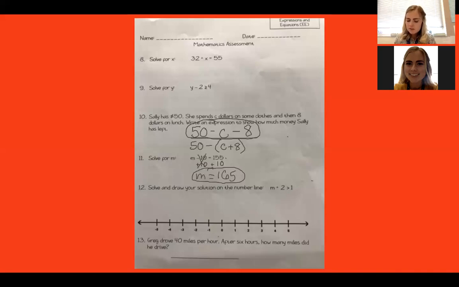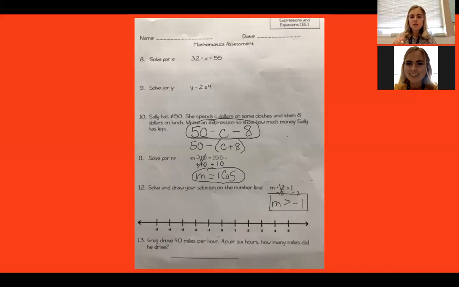So we have m plus 2 is greater than 1. So I'm going to get m all by itself. So the opposite of plus 2 is minus 2 on both sides of the equation. Then I have m, this crosses out and gives me 0. 1 minus 2 gives me negative 1. So I'm going to have m is greater than negative 1. And now that is my inequality, and I'm going to graph that.